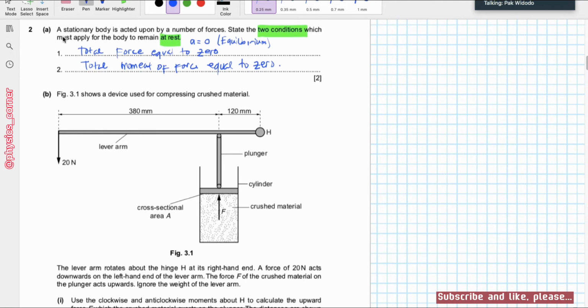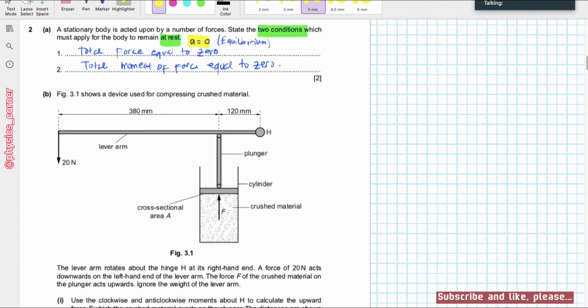Okay, I repeat again. A stationary body is acted upon by a number of forces. State the two conditions which must apply for the body to remain at rest. At rest is something that doesn't have any acceleration, or doesn't have velocity.